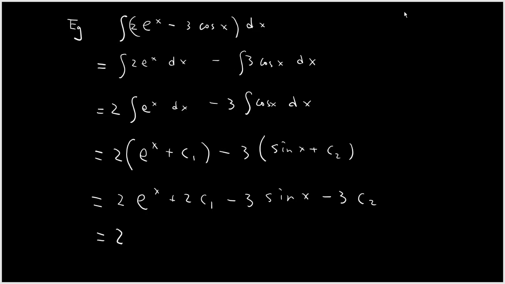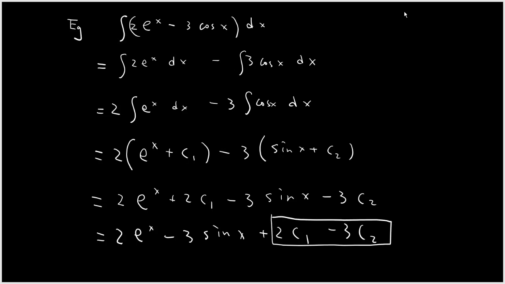Finally, we get 2 times e to the power of x, minus 3 times sine of x, plus 2c1, minus 3c2. Again, for the same reason, c1 is an arbitrary constant and c2 is also an arbitrary constant. So 2c1 minus 3c2 is also an arbitrary constant. I can replace the whole thing in the box with one constant c. So the final answer is 2 times e to the power of x minus 3 times sine of x, plus one arbitrary constant c.